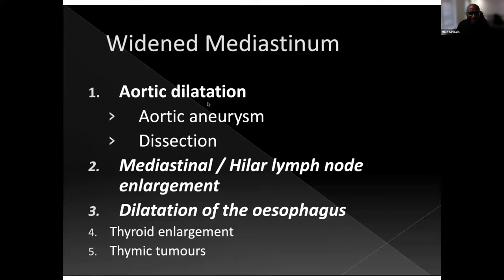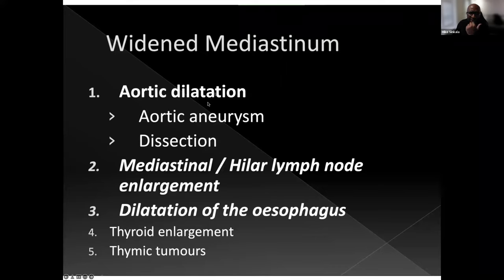Widened mediastinum, again, we have got to look at this. One of the causes of a widened mediastinum, I didn't put it over here, would be somebody who was involved in an accident, where your chest hits against the steering wheel. Trauma could cause a widened mediastinum as well, because you could have a ruptured aorta, or blood vessels in the mediastinum would be ruptured, so it would be bleeding in the mediastinum.